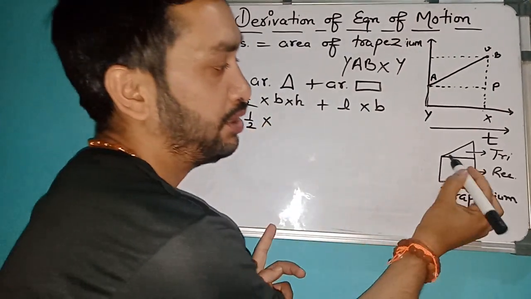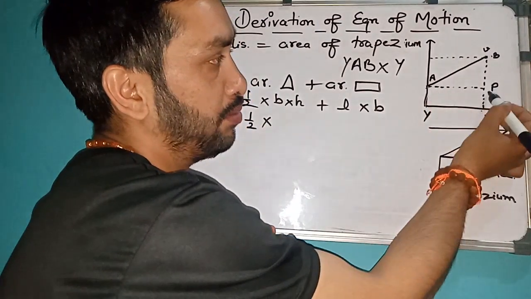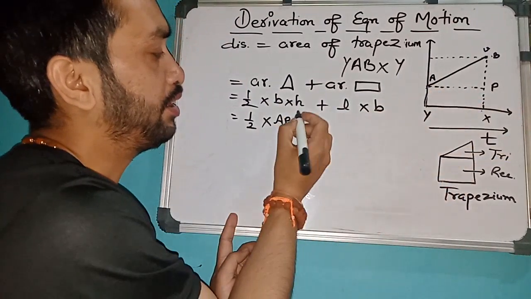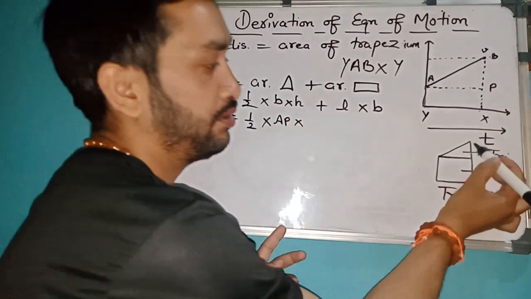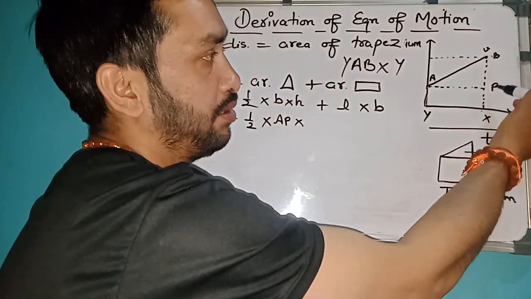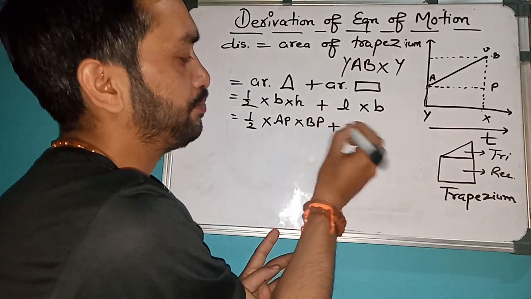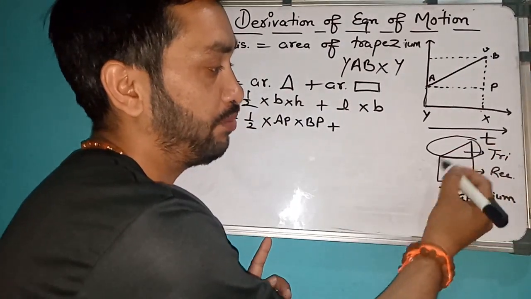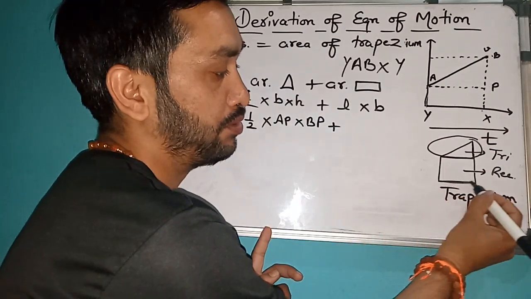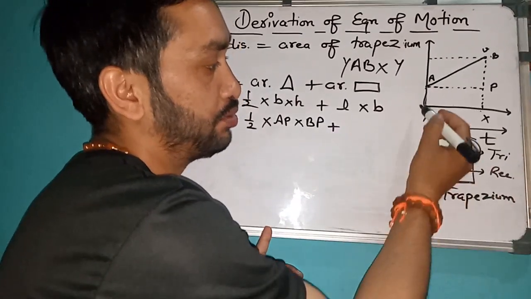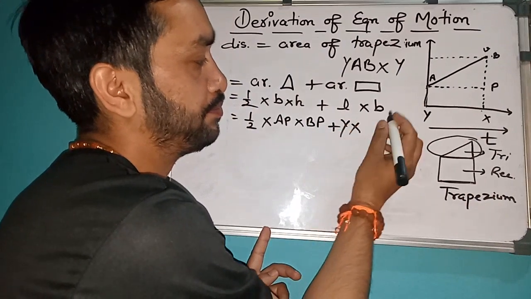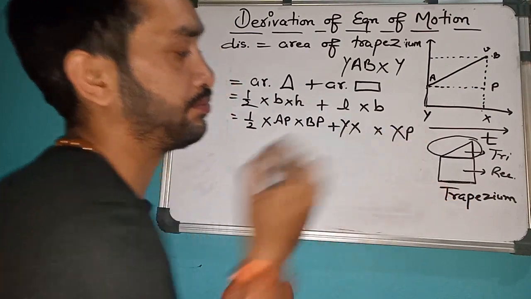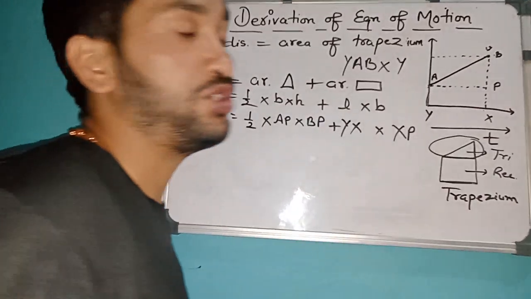Now one by two will be written as 1 by 2 into base. See the base of the triangle. This is the base of the triangle AP. So write it as AP into height. What is the height of the triangle? This is the height of the triangle. So what is this? BP. BP plus the area of the rectangle. Now do not look into this portion. This is over now. Now we have to look from here, from the rectangle. The base is this one. So what is this? Sorry, the length. So the length is YX multiplied by what is the breadth? XP.